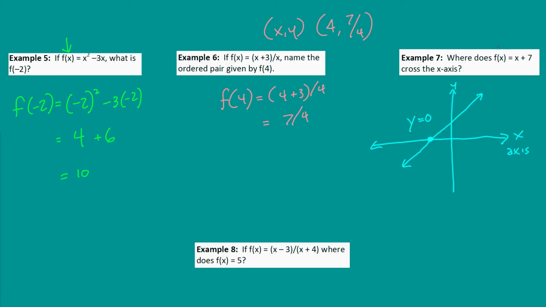That means we have to set this guy equal to 0. We say 0 equals x plus 7. We subtract 7 on both sides, and we get that x equals negative 7. So this ordered pair would be negative 7, 0. When x equals negative 7, y is 0. So that's going to be your x-intercept, where it crosses over.